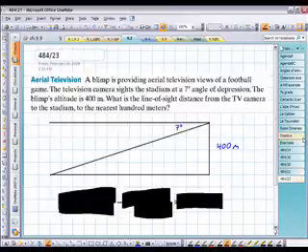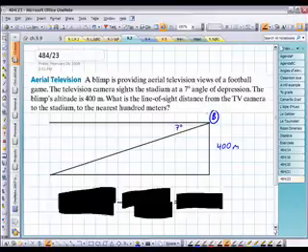And finally, we have a blimp providing aerial television views of a football game. The blimp is up here. Okay, here we have the blimp. And here's the football game we're looking down to. The angle of depression is 7 degrees, which means that we're going to have 7 degrees here because they're alternate interior. The blimp's altitude is 400 meters. What's the line of sight distance? Now, line of sight distance is not this horizontal distance. Line of sight distance is straight along here, so we need this side.